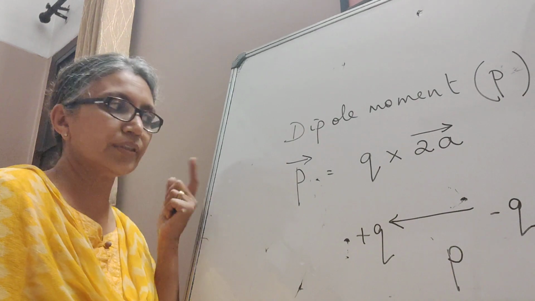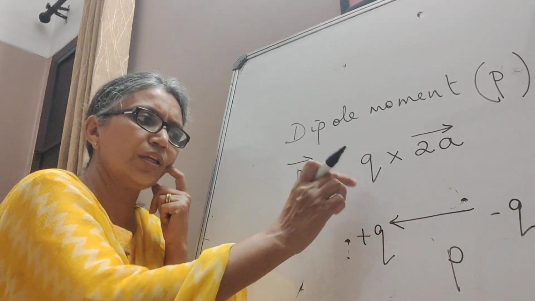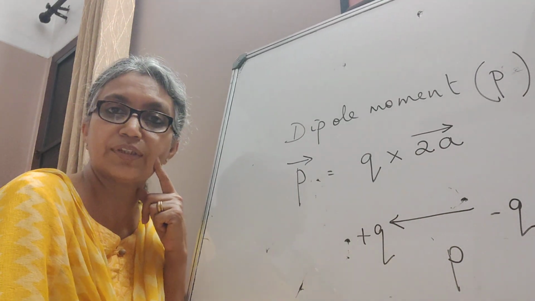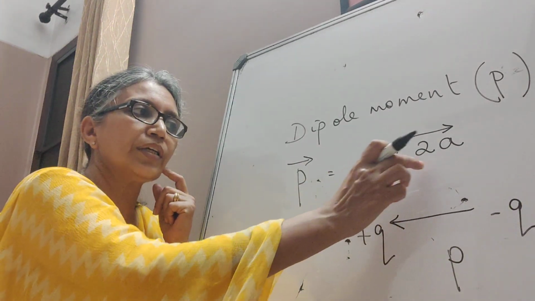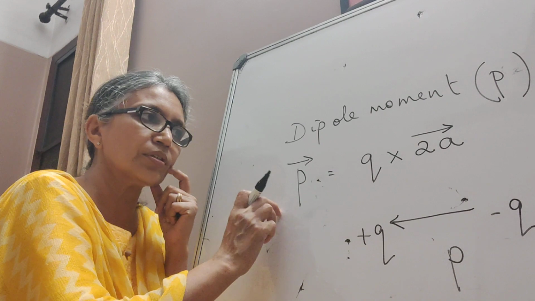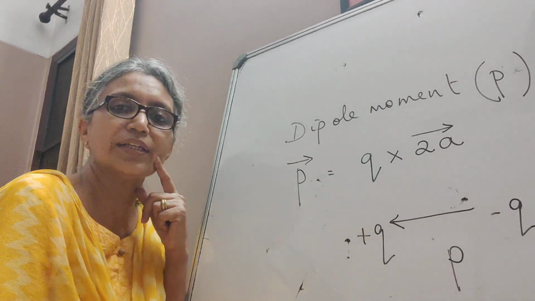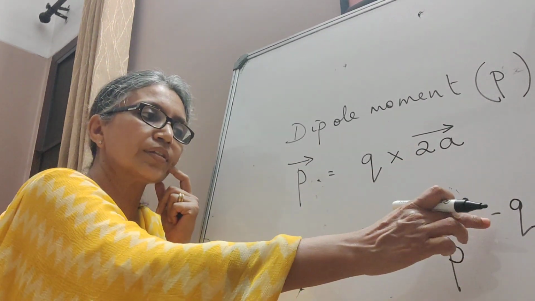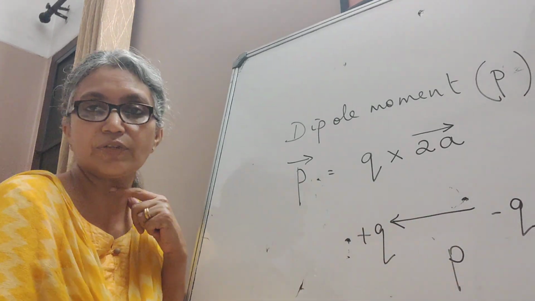So dipole moment is a product of any one of these charges, because anyway both of them have the same magnitude, multiplied by the total distance between the two charges. It happens to be a vector quantity because we have the distance here as a vector quantity, always directed from the negative charge to the positive charge.